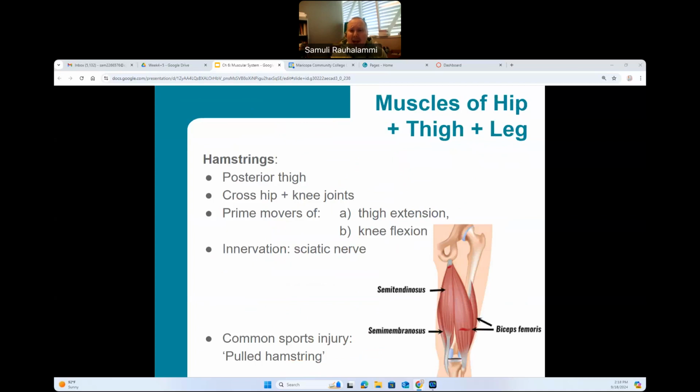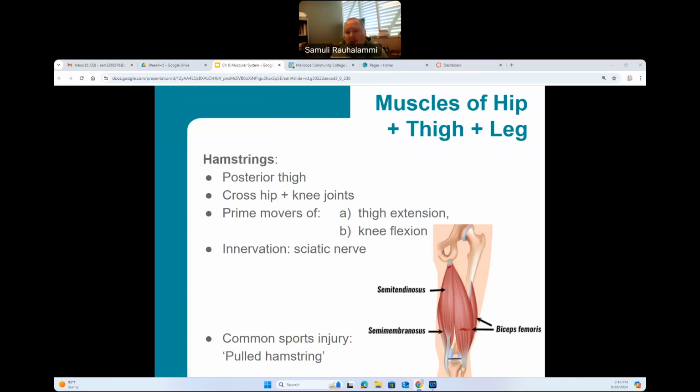Let's have a look at the hamstrings. These are fleshy muscles of the posterior thigh, and they cross both the hip and knee joints, and they are the prime movers of thigh extension and knee flexion. They are innervated by the sciatic nerve, and we might see a very common sports injury known as pulled hamstring, so basically hamstring strain.